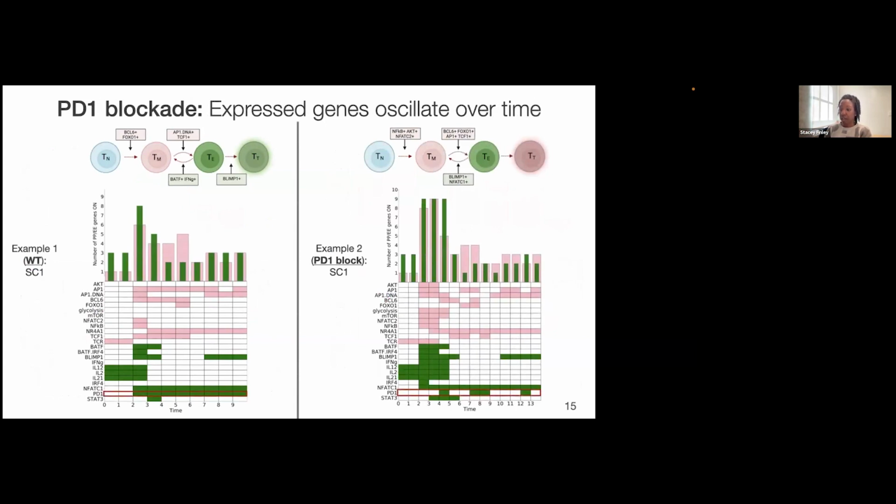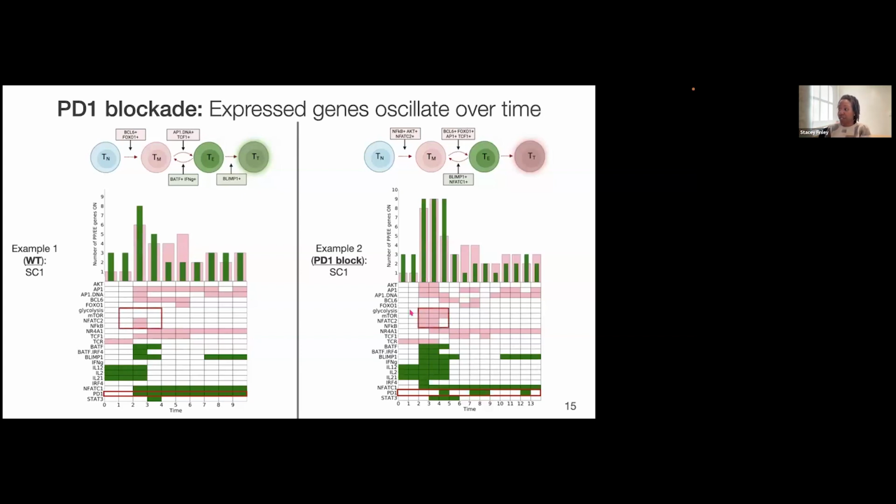So first of all, just comparing left to right, we now see that when PD-1 is turned on, for the wild type case, it would remain on. But in the case where we have PD-1 blockade, it can oscillate on and off, and that allows the cell to switch out of that exhausted phenotype.